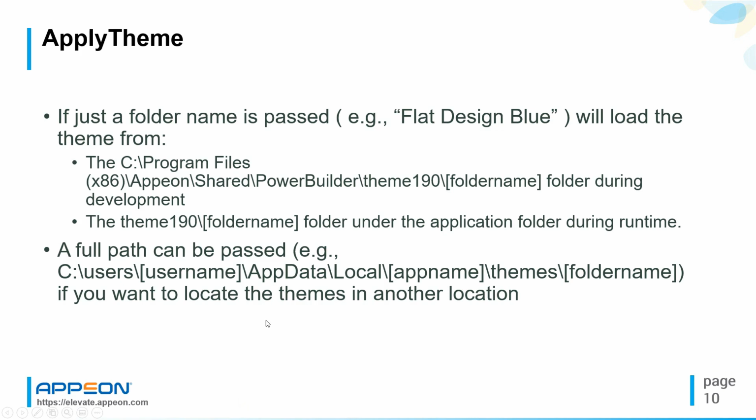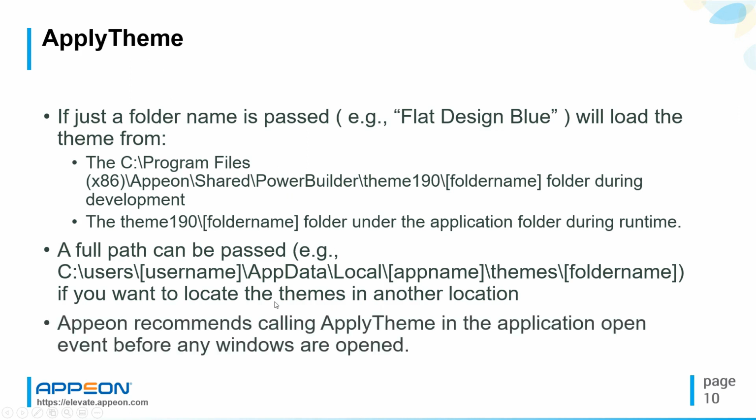So what you could do, in this case, is put the theme files into the user's app data local directory, which they can write to, and they could then go in there and customize that theme. And then you can take that whole path and pass it into apply theme, and PowerBuilder will look for it in that location rather than in the application folder.